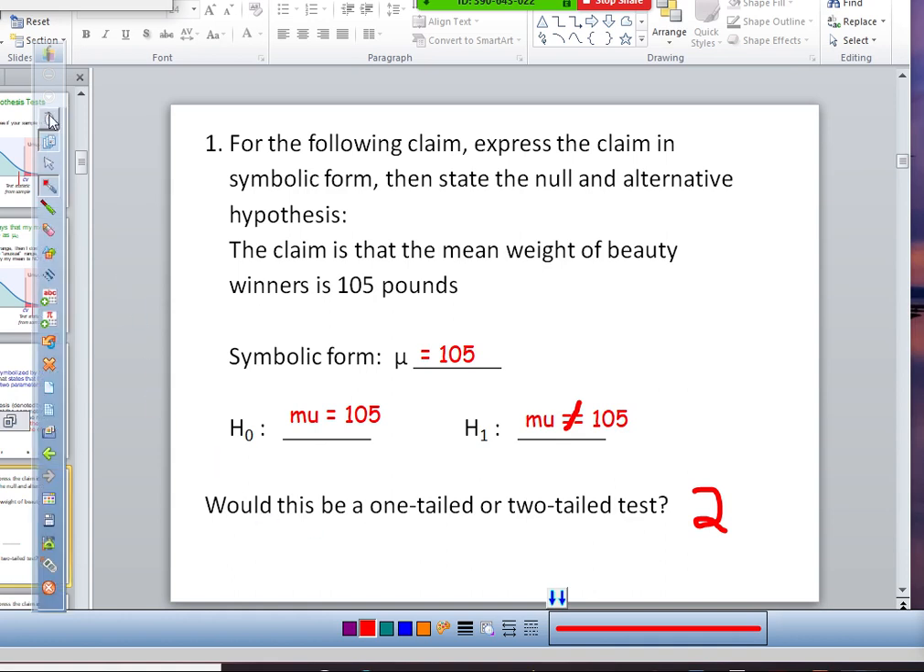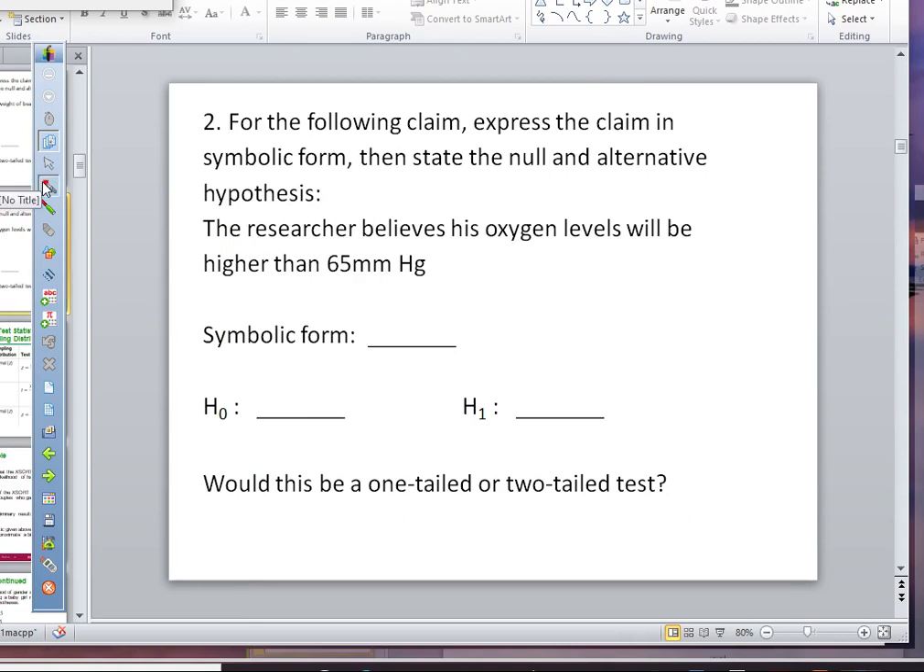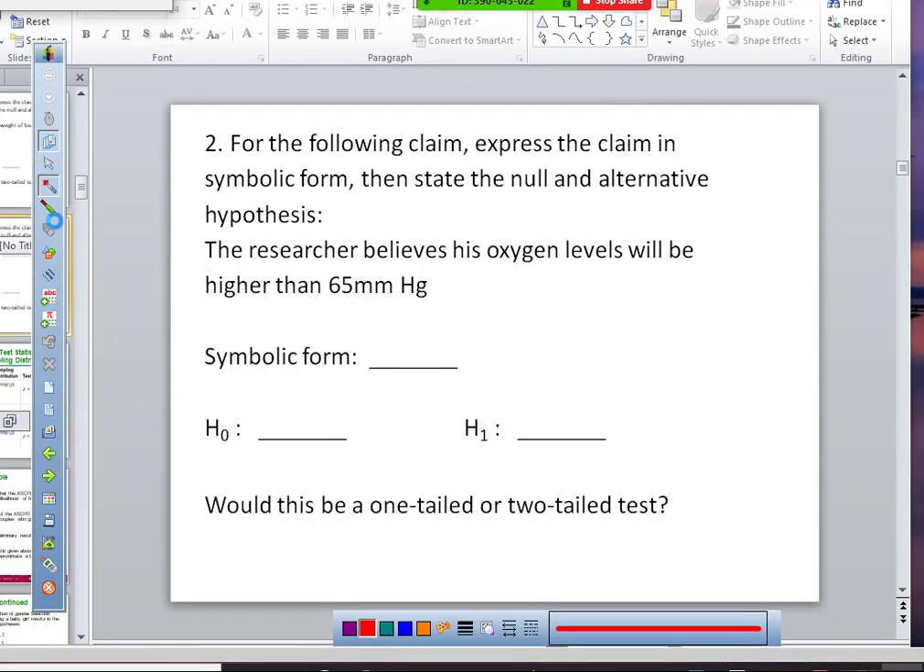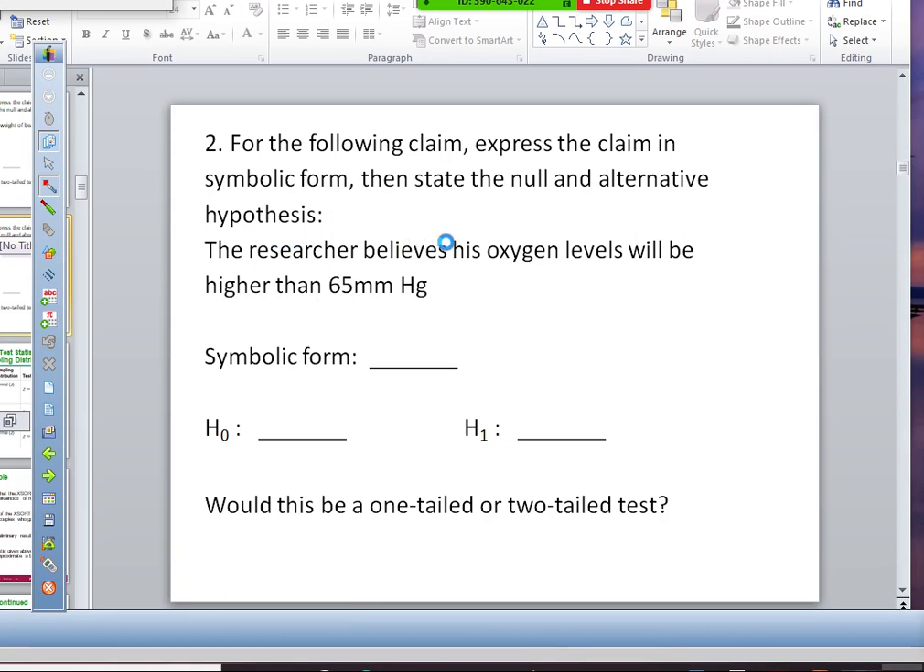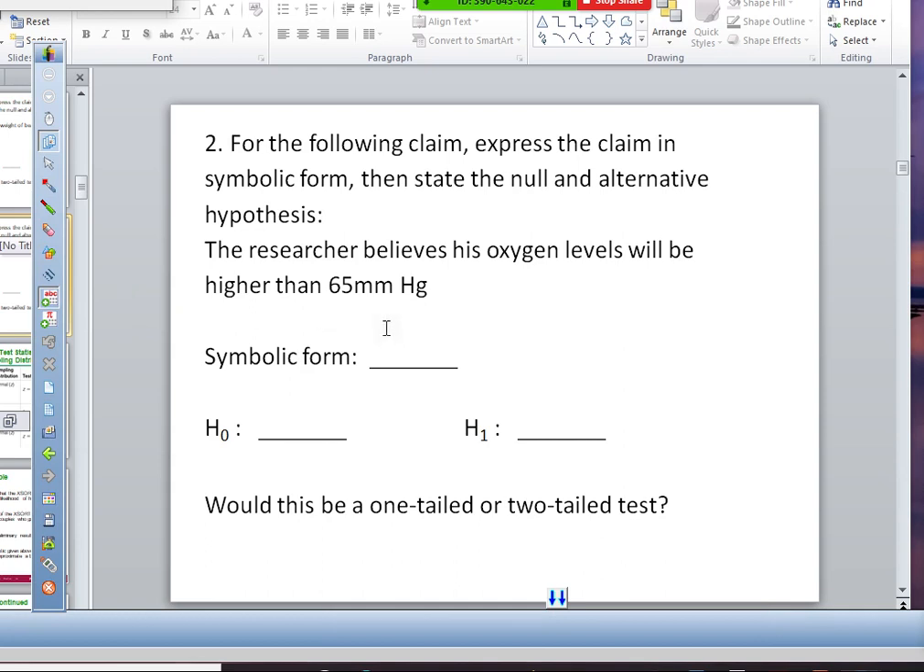Okay. Here's quiz 2. Again, we're looking at the claim first. So believes, this is the claim. He believes what? His oxygen levels. My data is numerical, so it's going to be mu. His mu is going to be higher than, that means greater than 65. So your symbolic form is that his mu is going to be greater than, higher than 65.